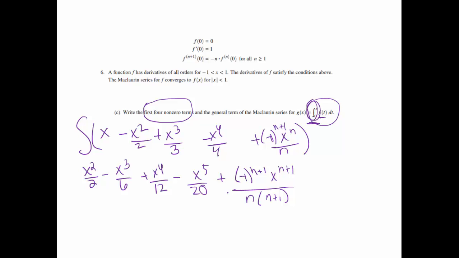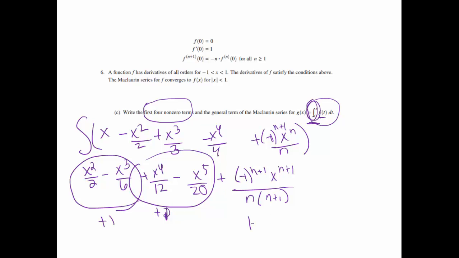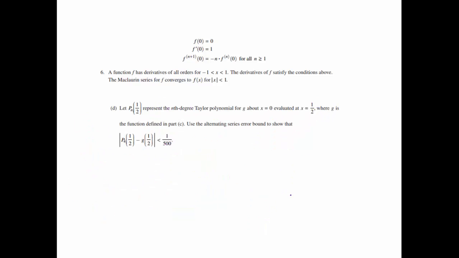Okay, I got 1 point for finding the first two terms. I got 1 point for finding the second two terms, so hopefully I could get 2 points just really from not knowing much, and then I'm going to get 1 point for getting that general term. And again, if you didn't have the general term, you're going to have a hard time getting that point on that one. Okay, part D.